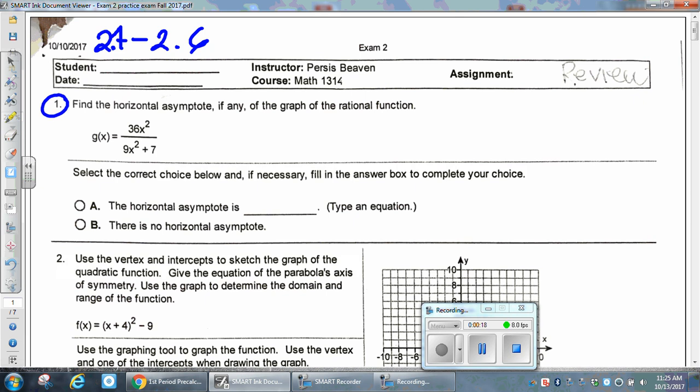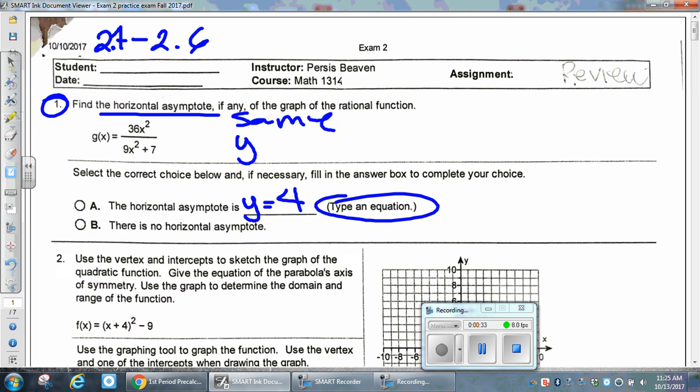So, first question, we have to find a horizontal asymptote. If it is horizontal and it says here type an equation, make sure that you don't put just the number, but you put the correct letter, which should be y. And here we have same degree, so we just know that we have to get the ratio of the leading coefficients, right? You all know that?